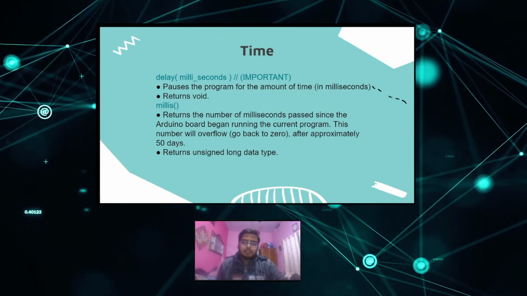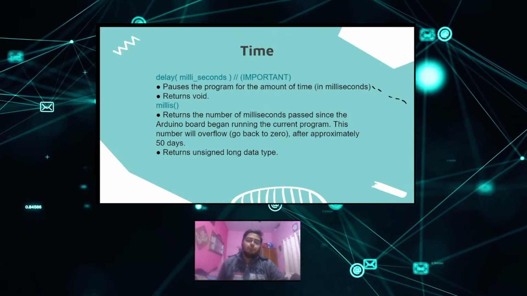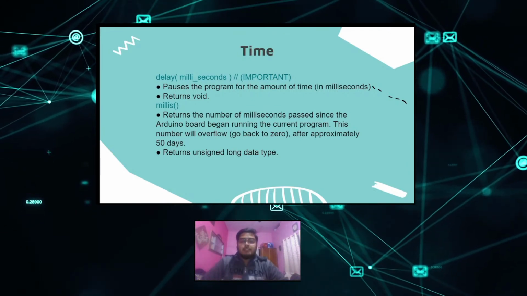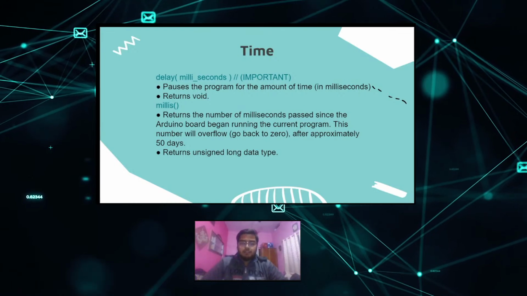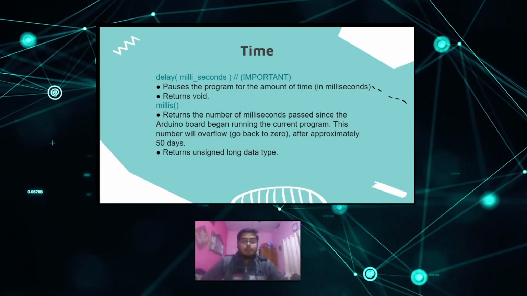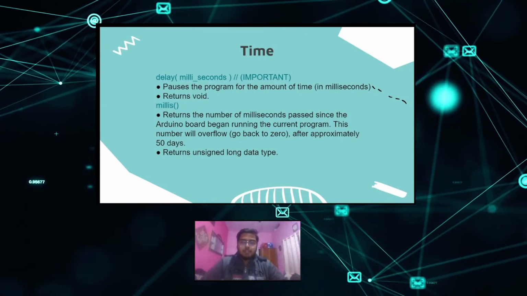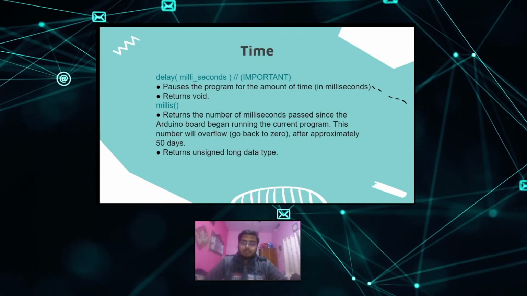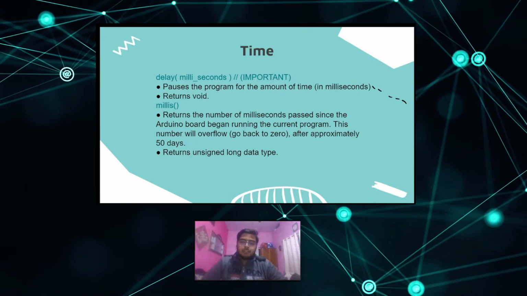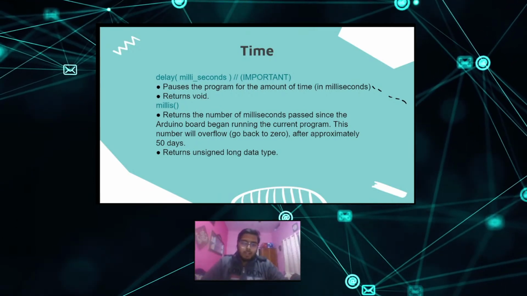Next is the millis function. This function is used to tell the number of milliseconds passed since the Arduino board began running the current program. This number will overflow, that is, go back to 0 after approximately 50 days. The return type of this function is the unsigned long data type.